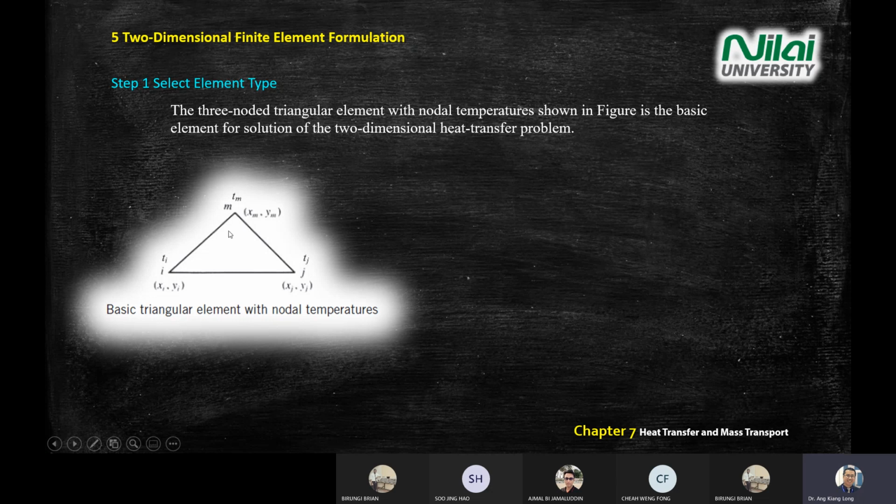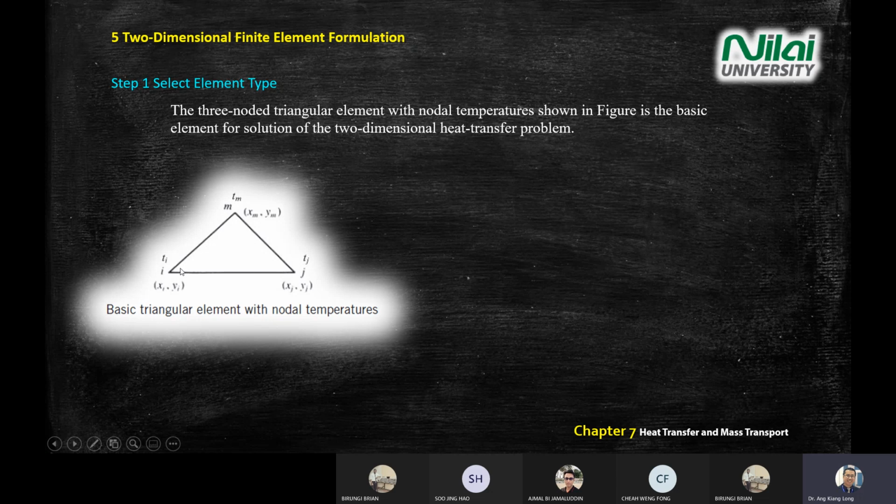I'll show you on the screen here. So you have a triangle labeled I, J, and M, again in the anti-clockwise direction. And now it's not a displacement. In chapter 7, our displacement will be temperature. So temperature at point I is labeled as T sub I. Temperature at point J is Tj, and so on.